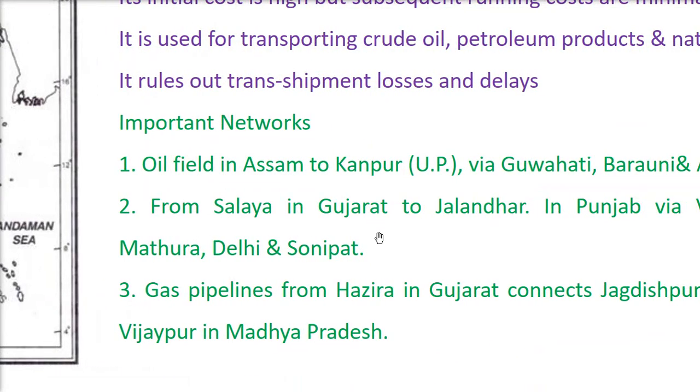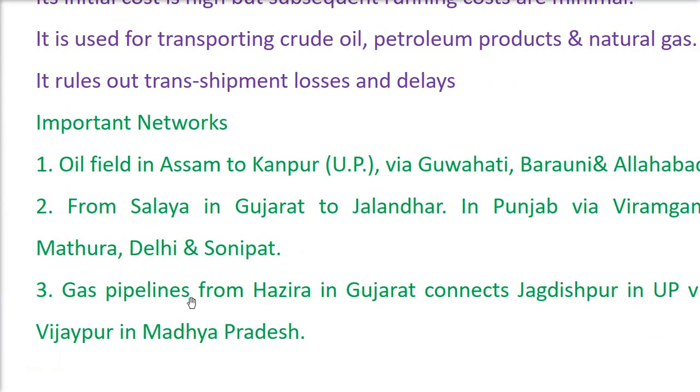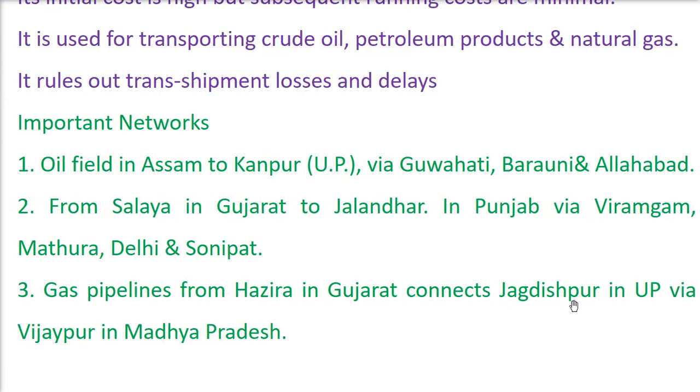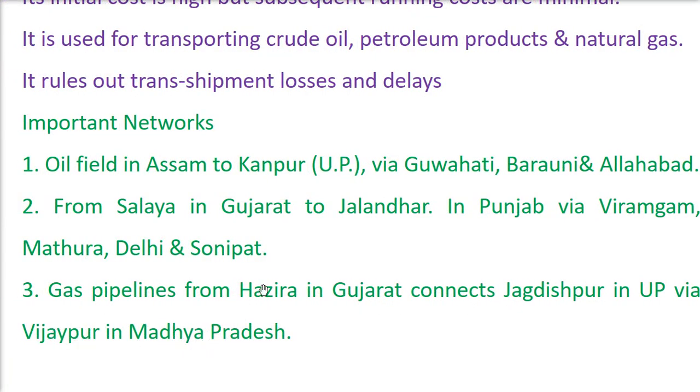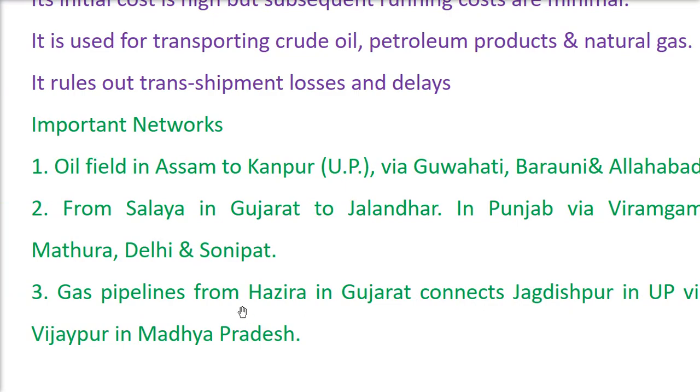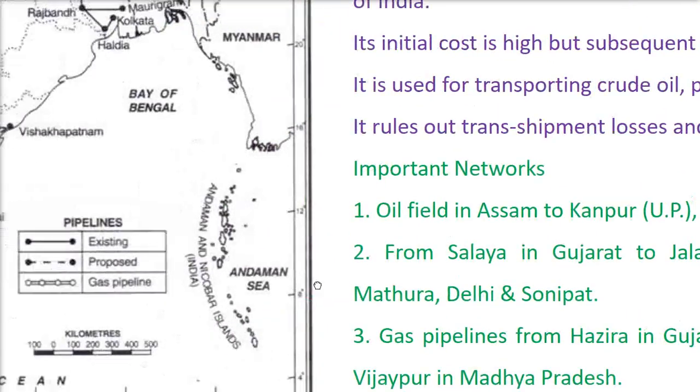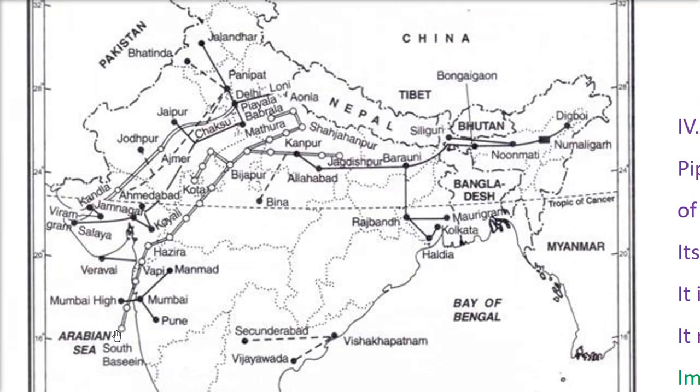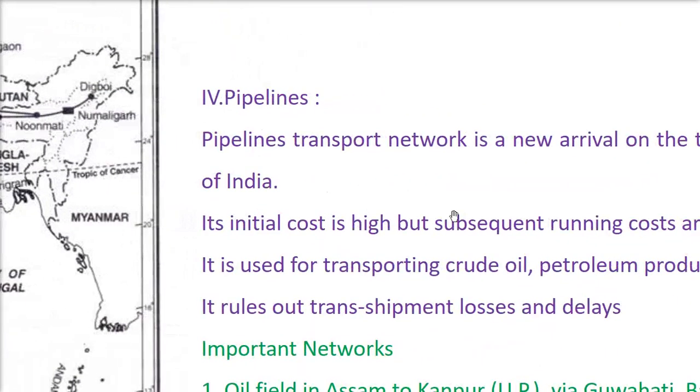The third one is the important one, which is for the natural gas sending. This is the gas pipeline from Hazira in Gujarat that connects Jagdishpur in UP via Vijaypur in Madhya Pradesh. So that is why this is called HVJ, Hazira Vijaypur Jagdishpur pipeline. So here we have this Hazira. It starts from the Bombay High, and this is Hazira, and then it goes to the places I just told you about, right? So this is a very important pipeline as far as the natural gas is concerned.